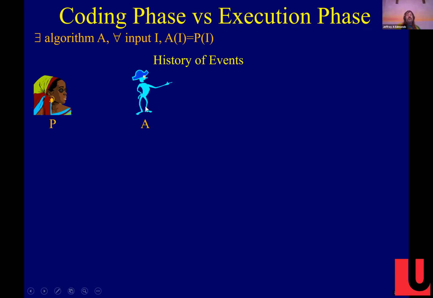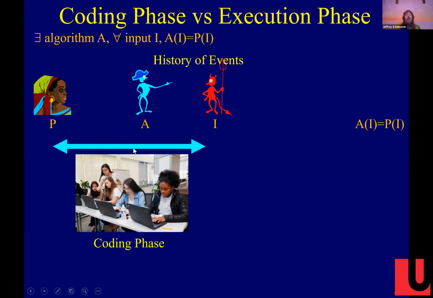The algorithm A is quicksort, and then an input arrives, and then we find out, does this algorithm solve this problem on this input? So this is saying, what is the output of the algorithm on the input, and does it match the output of the computational problem on the same input? And so we're going to break it up into two phases.